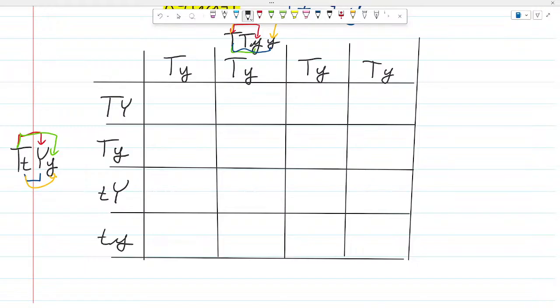Does that make sense? And listen, I didn't just pick these randomly. I did them looking at the paternal, looking at all the ways they could cross. Does that make sense? All right?